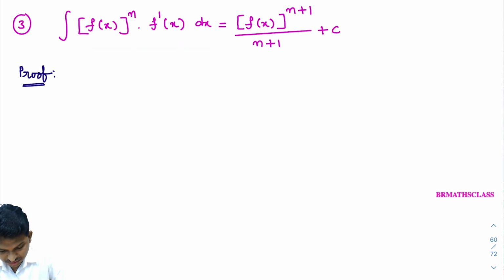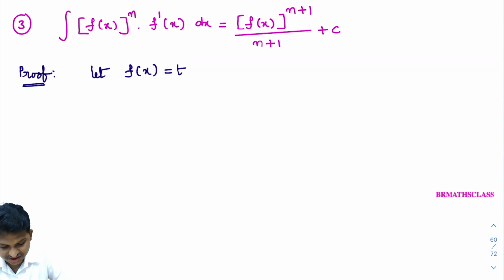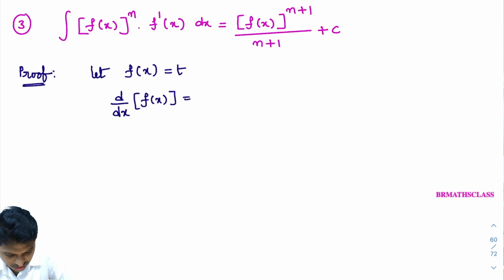Okay, so first thing is what? In the given question, here f of x is there. I'll take this f of x as t. In substitution method, we'll take something as t and we'll differentiate it. So here I'll take f of x equal to t. Let f of x equal to t. Now you differentiate this with respect to x on both sides. Differentiate d by dx of f of x, I am differentiating this with respect to x on both sides, equal to d by dx of t.